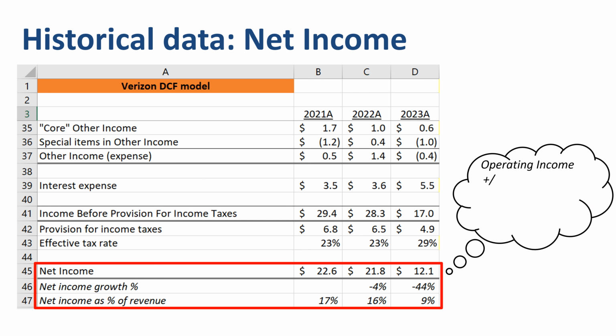Net income, or the bottom line, gets us to the end of the income statement. Just like operating income, net income has been going down, and expressing net income as a percentage of revenue gives you a nice high-level insight to the profitability of the company.